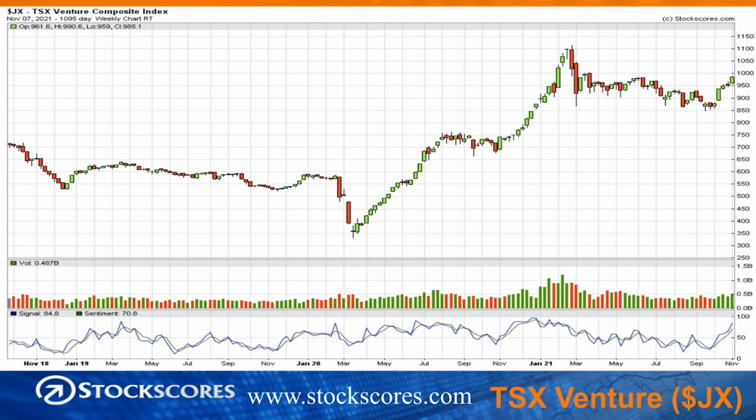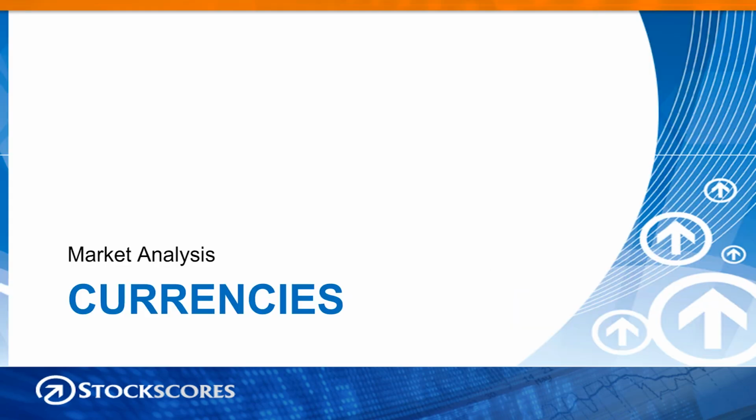TSX Venture has also managed to start to come alive again, broken that downward trend a few weeks ago, and now slowly building that upward momentum again. It will find some resistance here, which is where it's at right now, and then here, but generally speaking, looks better as we are in stock trading season.